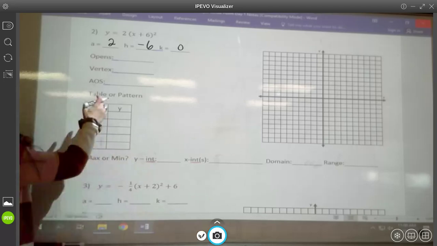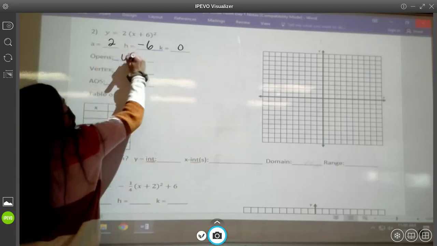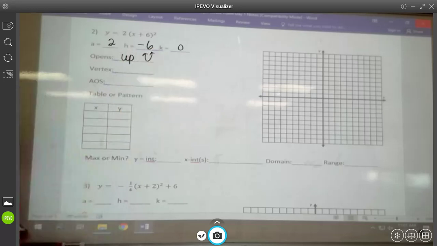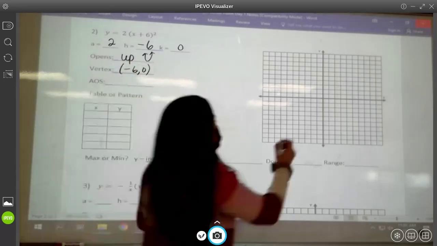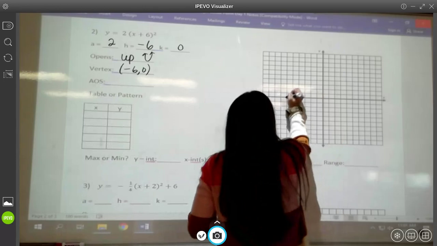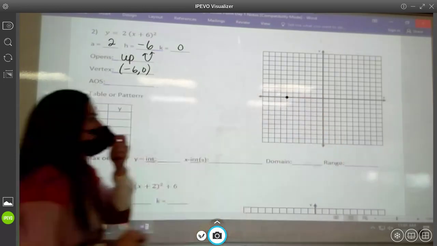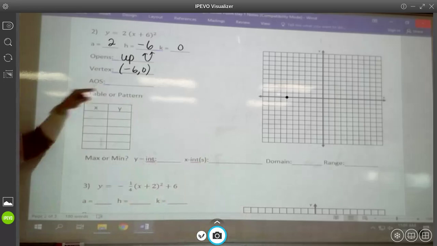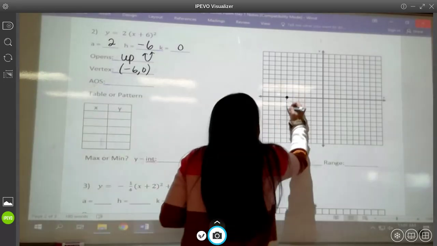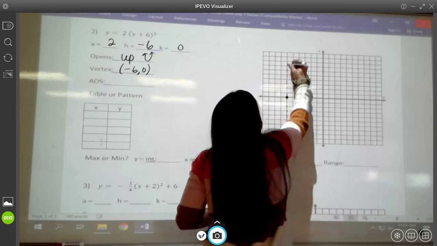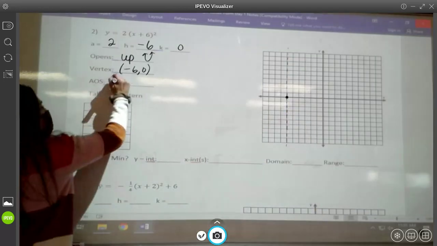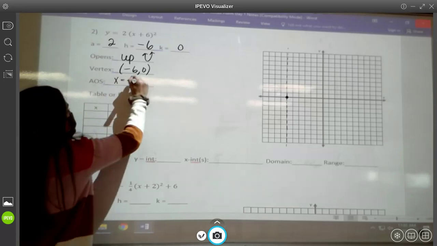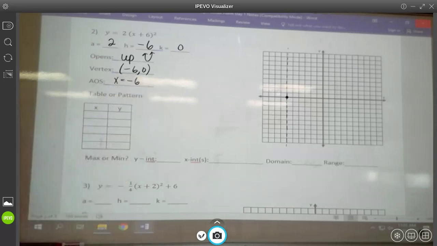All right, this parabola is going to open up because A is 2, which is positive. My vertex is always HK, so -6, 0. All right, so put it right on your graph. Left 6, up or down, none. Let's do our AOS, that invisible vertical line that goes right through the vertex and cuts our parabola in half. That would be the vertical line x equals, what is the x coordinate that doesn't change? -6.